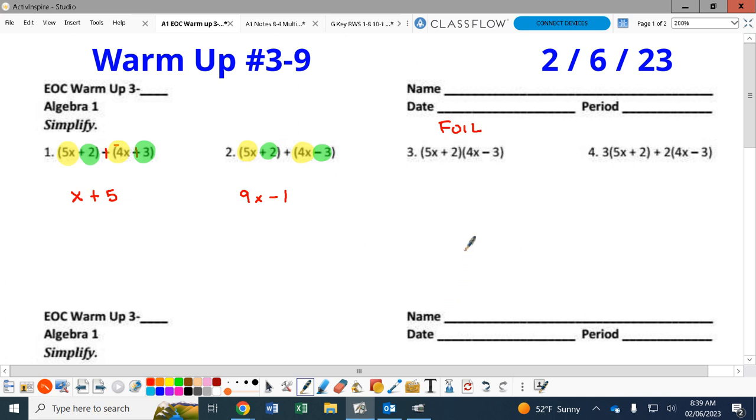How do we know to do that? Because the two parentheses are right next to each other. We are going to know the difference between those two things. So to FOIL this, you're going to multiply the first two. 5x times 4x is going to give you 20x squared.